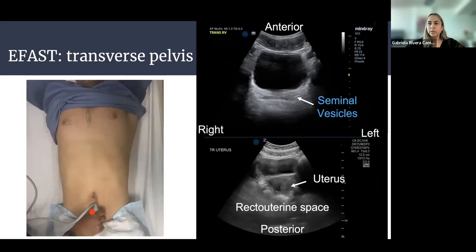To obtain the transverse view, the probe is placed on the suprapubic area with the indicator towards the patient's right. In the biologically male pelvis, we interrogate the retrovesical space, which appears lateral and superior to the bladder. The seminal vesicles are deep to the bladder. In the biologically female pelvis, we interrogate the rectouterine space, also known as the pouch of Douglas. This area is deep to the uterus.